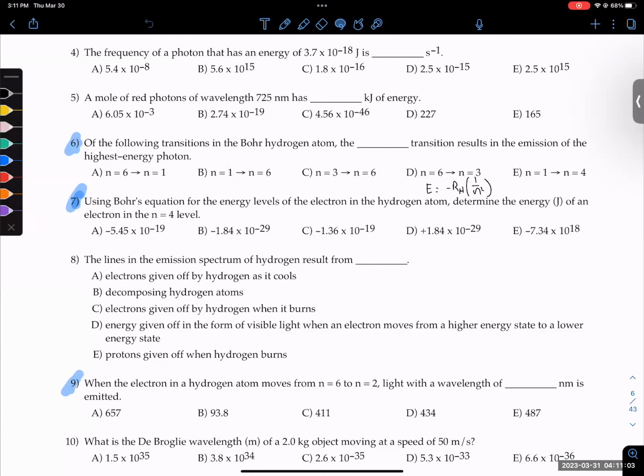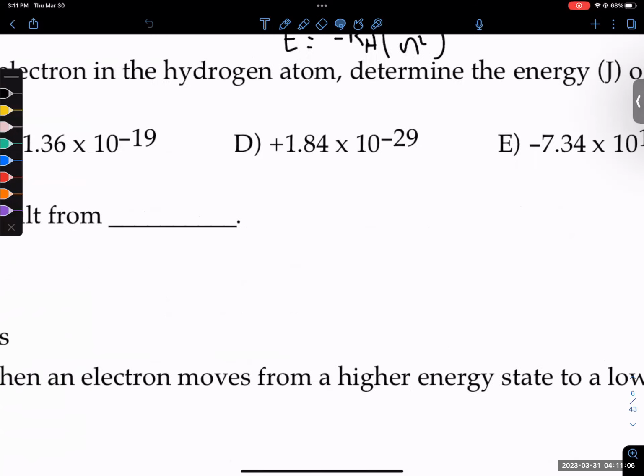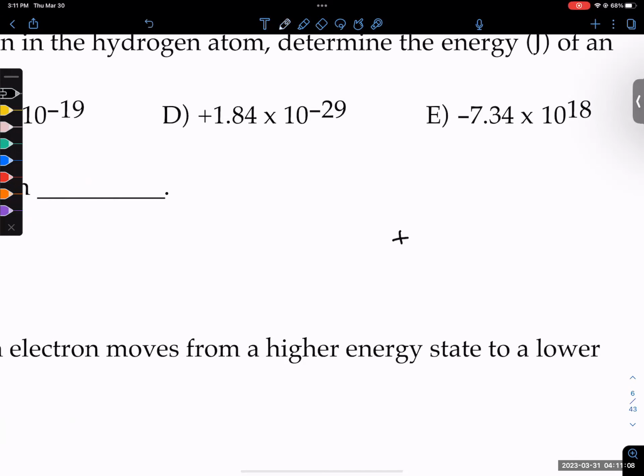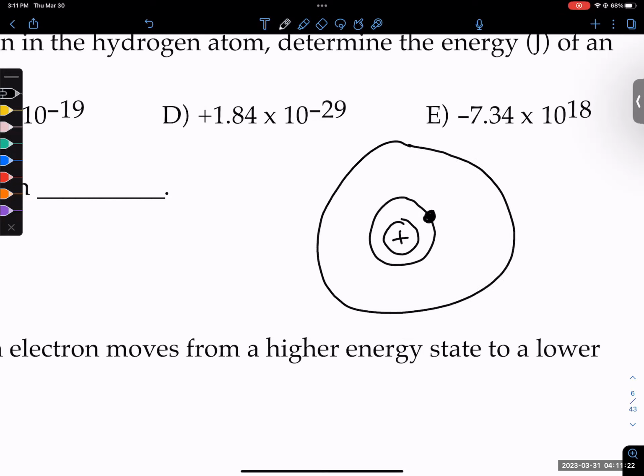Right, so from class, we said that here's our nucleus. And we have, let's just say, our first energy level with an electron in it. And this is our outer energy level. If our electron goes from the higher energy level, the outer one, to the lower, inner energy level, is it going to emit a photon or absorb a photon? It's going to emit a photon, right?